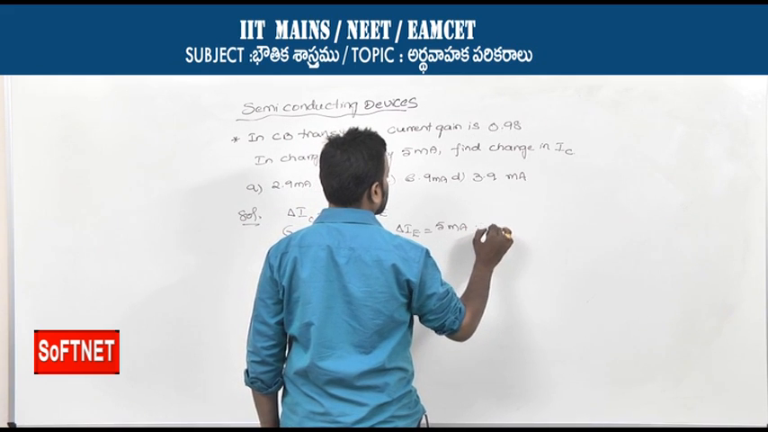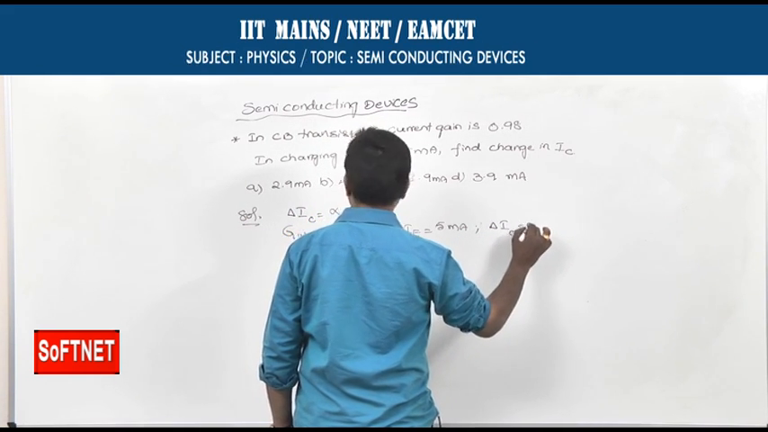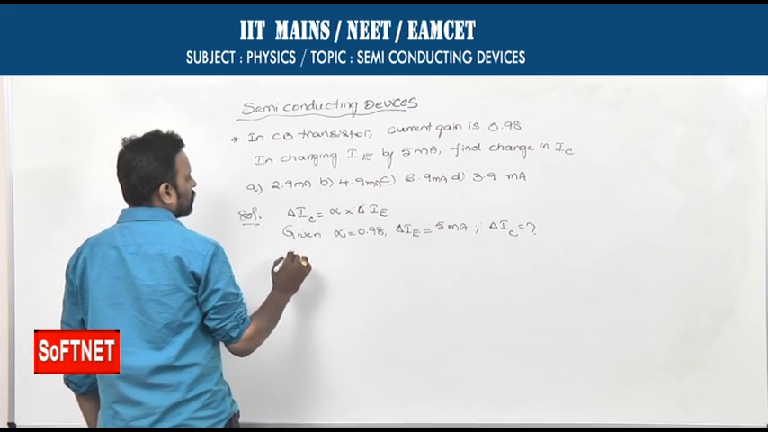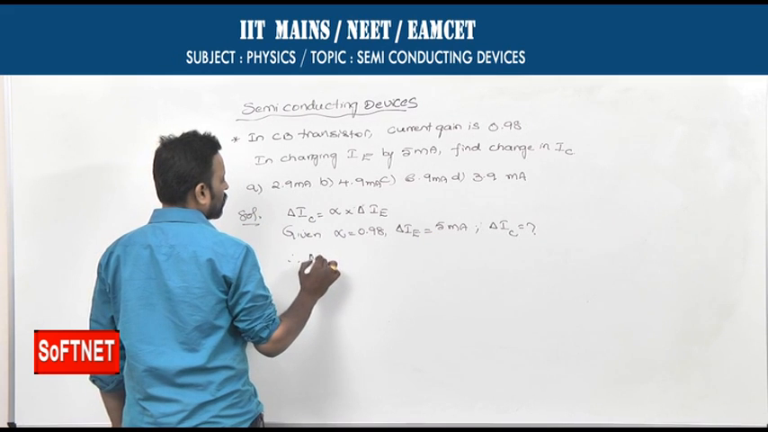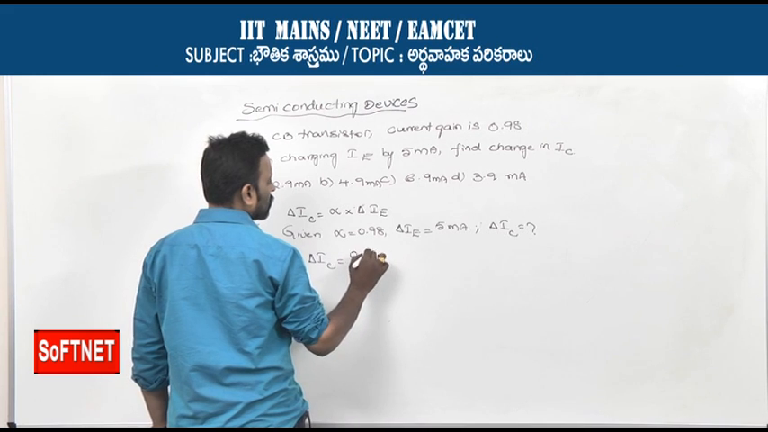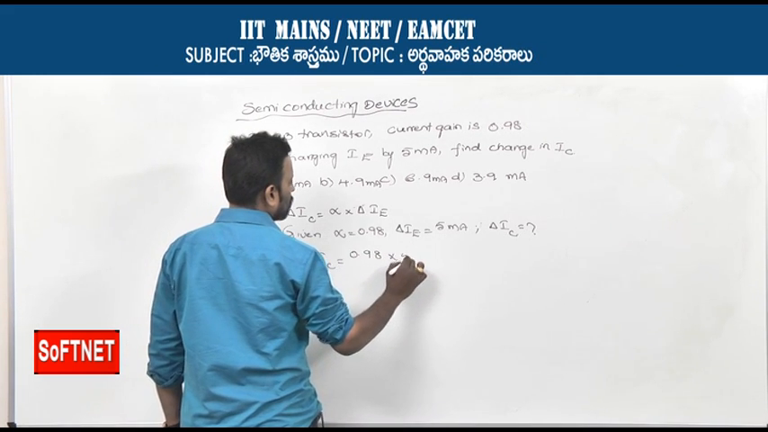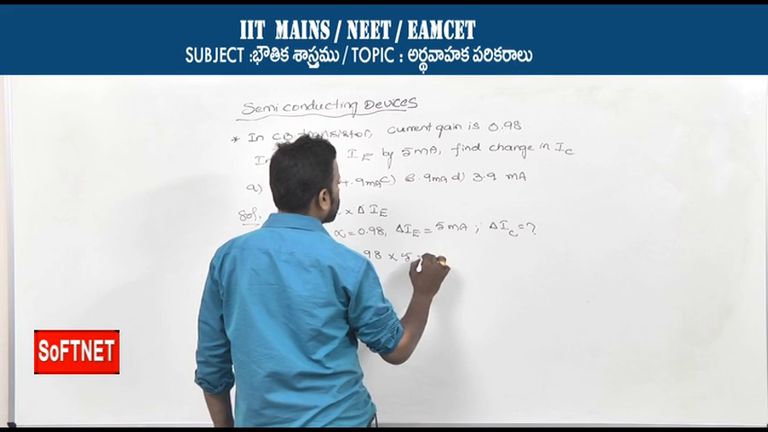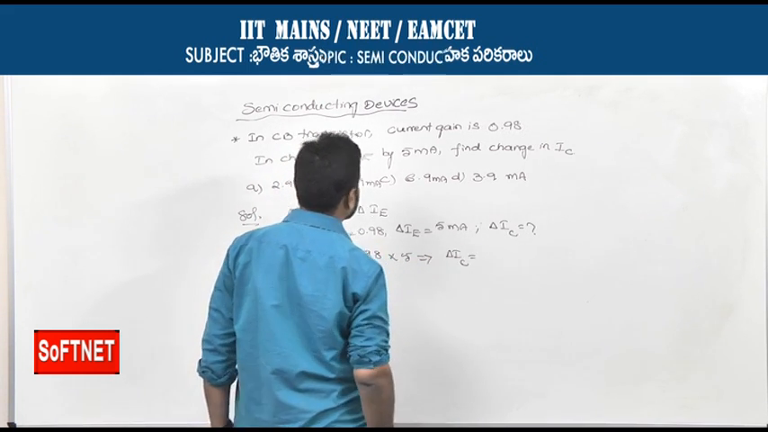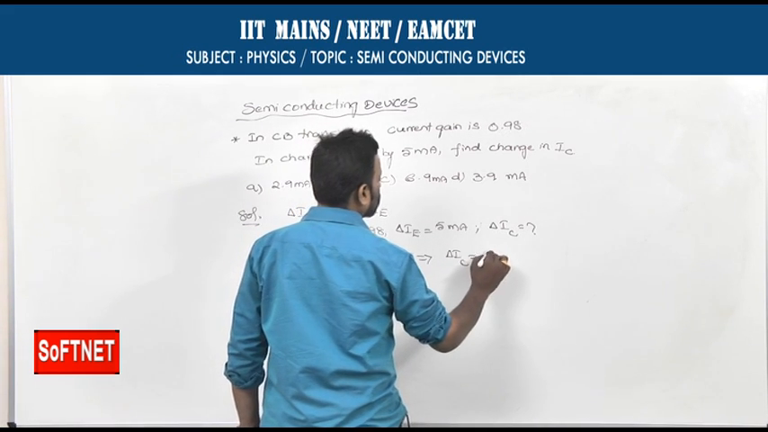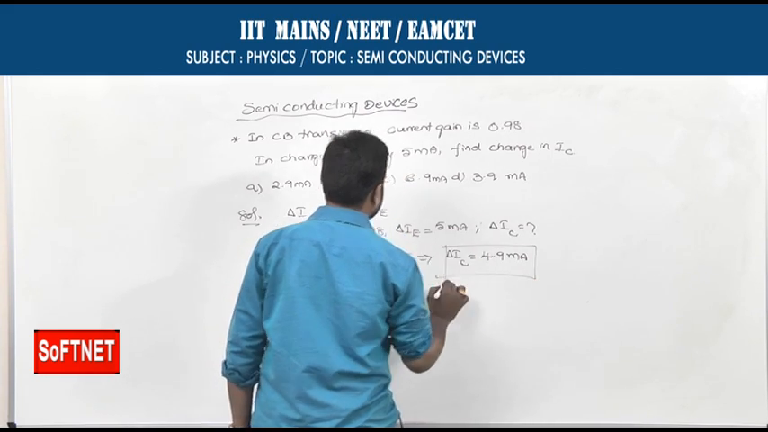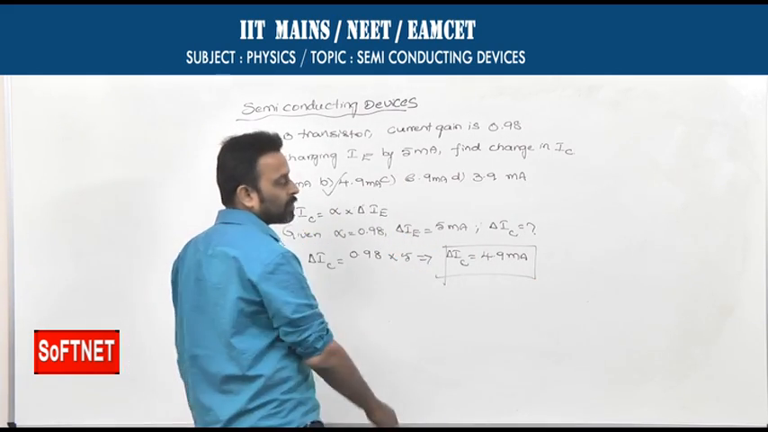You are asked to calculate change in the collector current. So change in the collector current is alpha, 0.98 into 5. So the change in the collector current in this case is 4.9 milliamperes. So second option is correct.